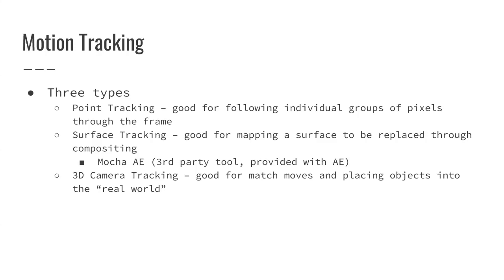And then finally, 3D camera tracking, which is really good for this idea of match moves and placing objects into, and I use air quotes around the real world, making it seem like that text is actually on the floor or that poster is on the wall, though surface tracking can do some of that poster on the wall sort of replacement as well.